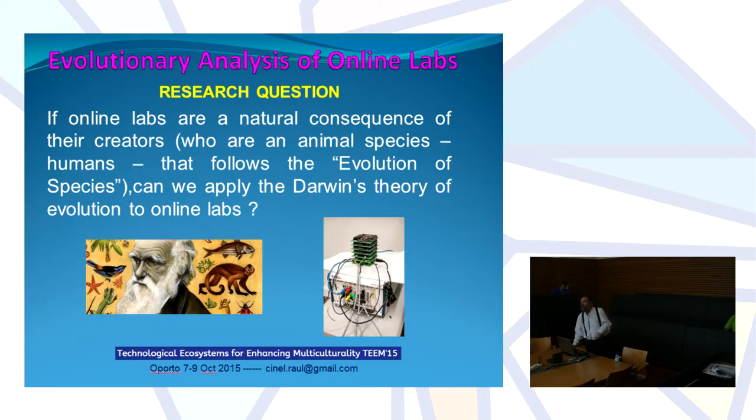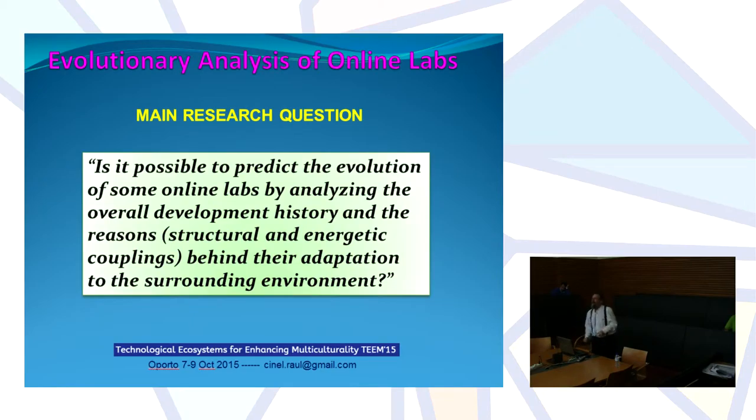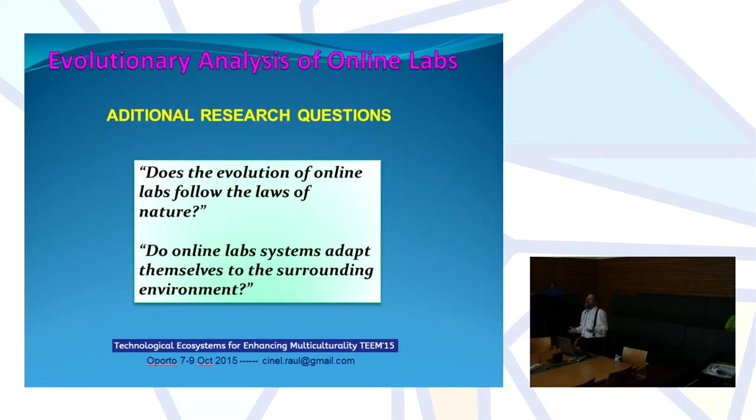Let's see the main research question. Is it possible to predict the evolution of some online labs by analyzing the overall development history and the reasons, structural and energetic coupling, behind their adaptation to the surrounding environment? What does this really mean? Let's make a history of the online labs. Let's observe what happened. Let's try to find out the reasons that have conditioned their evolution. And let's try to predict the future as a function of this, making a model that we can apply, and we can say, okay, if this happened like this in the past, in the future probably this will happen, etc. There are two additional research questions.